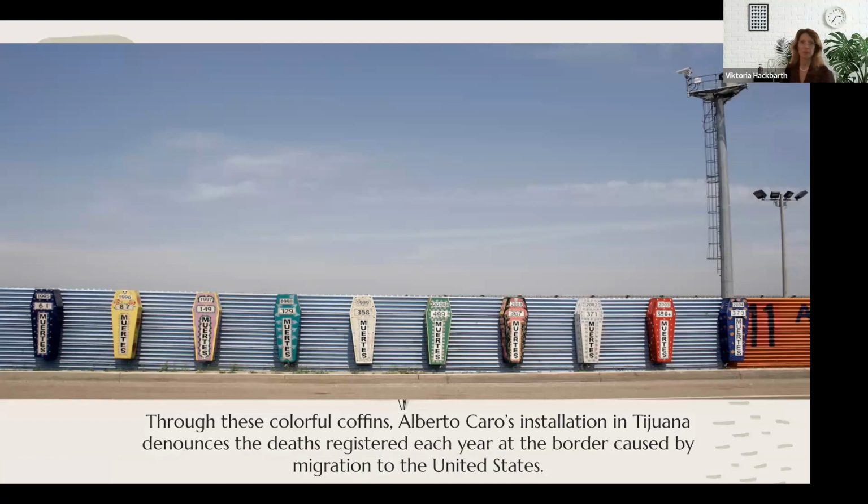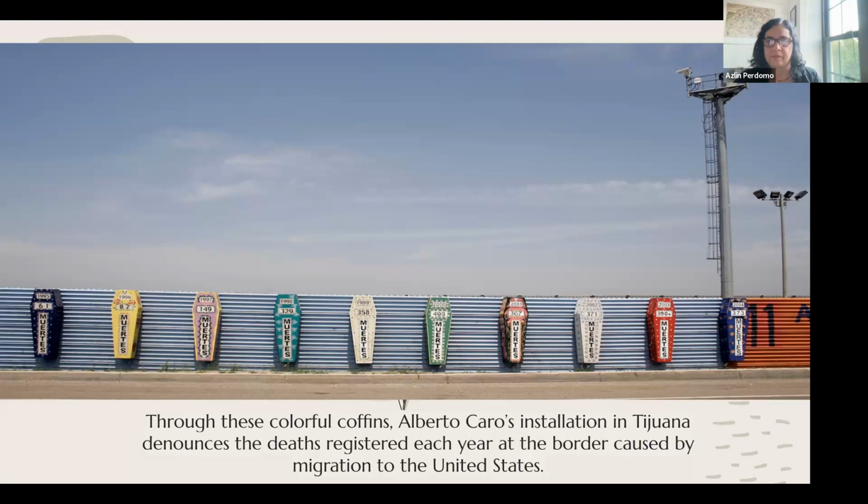This is another artwork that you find along the border. These are Colorful Coffins by Alberto Caroz. It is an installation in Tijuana, and the idea is to denounce the deaths registered each year at the border caused by migration to the United States. Of course, this is to bring awareness of how dangerous this journey is, and the causes of why so many people decide to leave and go to the United States, because in many cases some of our students are not aware of the reasons. Sometimes it's a matter of life and death, and this is why these people are deciding to leave their countries and go to the United States. But in many cases, they don't make it because it's a very dangerous journey.